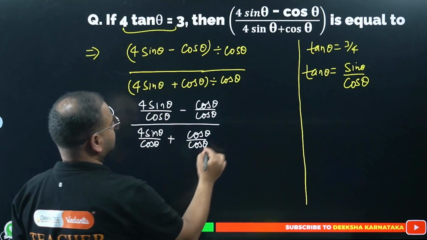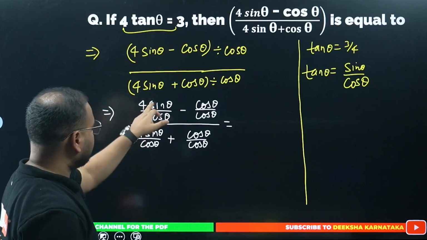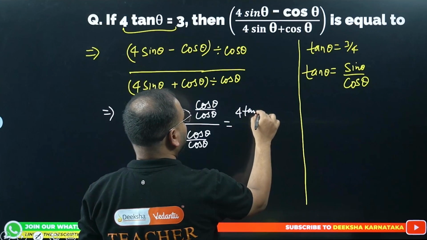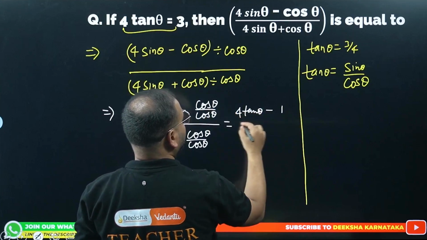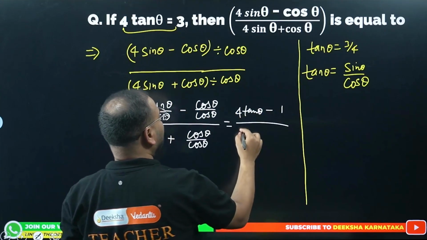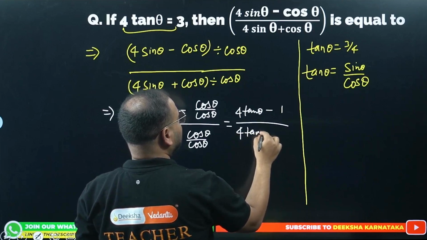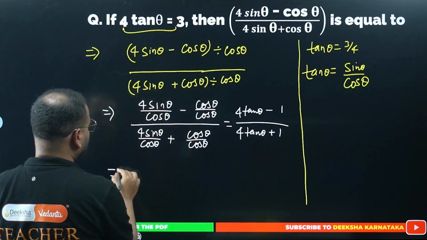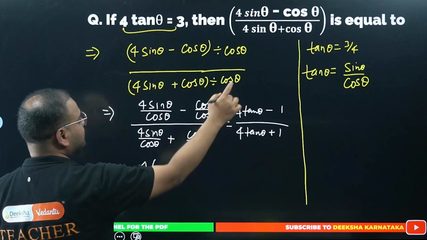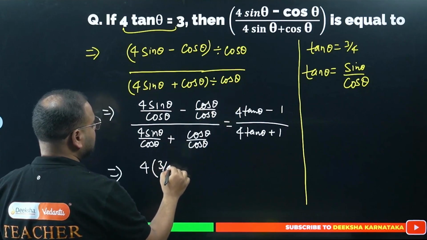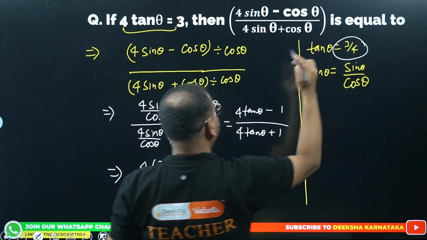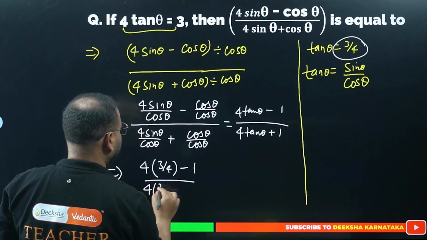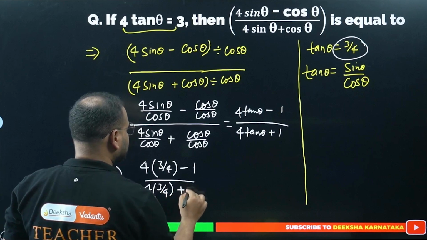What we have? This will become 4 sin by cos will become 4 tan theta minus 1. Cos and cos will cancel over here. Denominator 4 tan theta plus 1. Substitute the values, please. 4 times 3 by 4, given in the question, tan theta is 3 by 4, minus 1, over 4 times 3 by 4 plus 1.